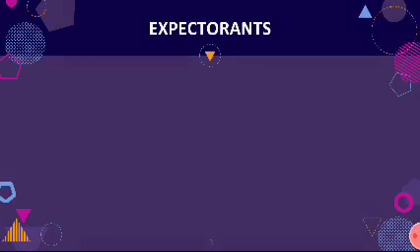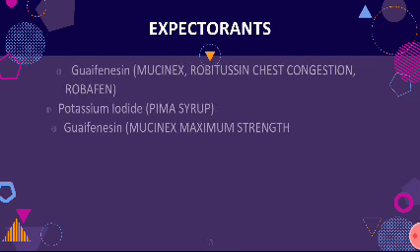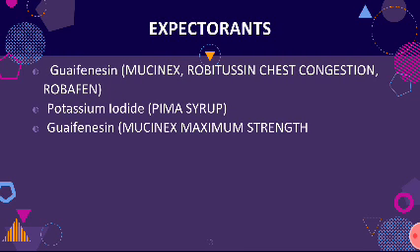Next is the expectorants. Generic names and their brand names: guaifenesin, Mucinex, Robitussin chest congestion, Robafen. Potassium iodide, Pima syrup, guaifenesin, Mucinex maximum strength.